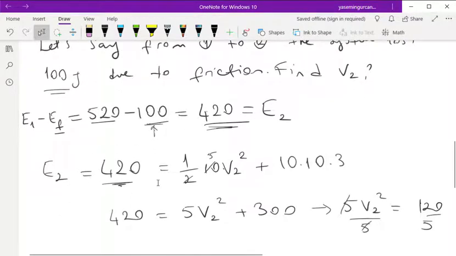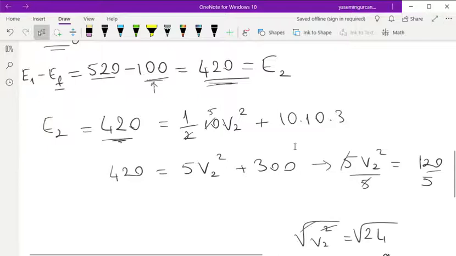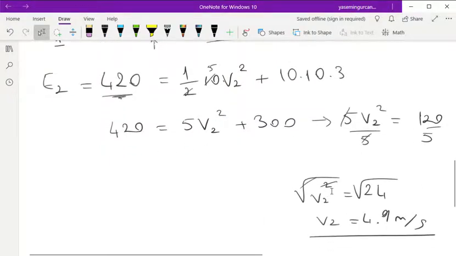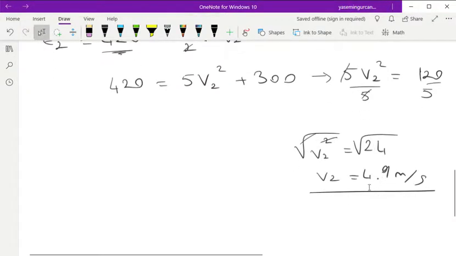I'm going to use that total energy to calculate my new velocity at position 2 in the case that I spent 100 joules on friction. So 420 is the total energy at point 2, meaning the total of kinetic energy plus potential energy, but this time it's not equal to 520, but instead 420. I will do the same thing. I subtract 300 from both sides and find that v squared, in this case v2 squared, is equal to 24. And when you take the square root on both sides, you get 4.9 meters per second this time.